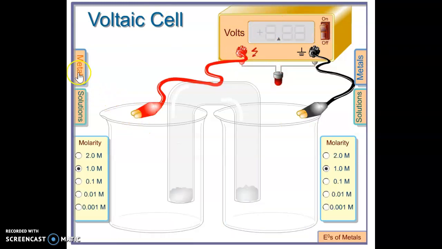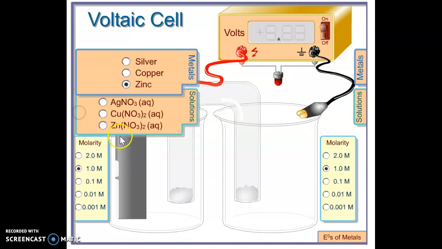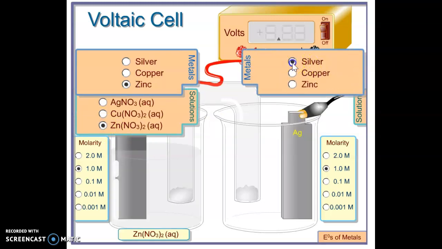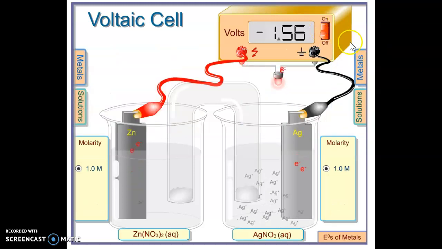All right, and then our last one, we've got zinc over here, and then we've got silver over here. All right, let's run this. Okay, so make sure you record all of those. You go through and decide which one is the anode and which one is the cathode.